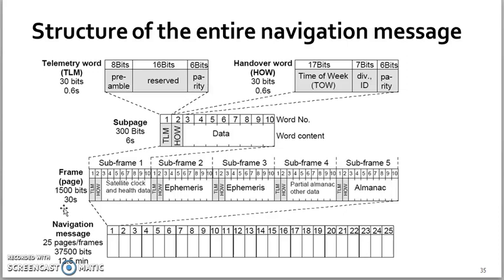Then we can summarize that this message contains the system clock and correction data, highly accurate orbital data, and the orbital position of all the satellites. We have almanac data and ephemeris data. Almanac data means other satellites in the constellation, and the orbital data is used for the message transmission.